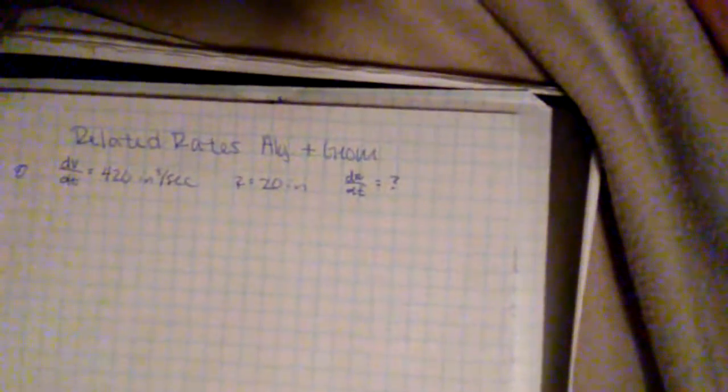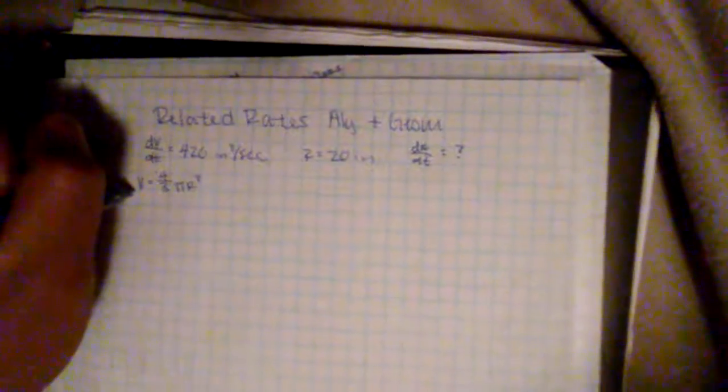We know the volume formula for a sphere is V equals 4/3 pi r cubed. So what we need to do is go ahead and take the derivative to be able to solve this problem, so we can work with dV/dt and dr/dt. If we take the derivative, V turns into dV/dt, and 4/3 pi r cubed turns into 4 pi r squared dr/dt.